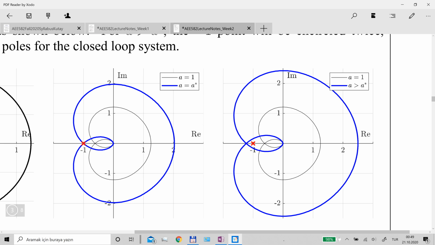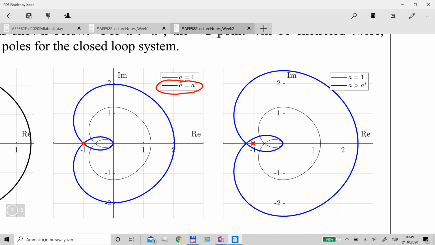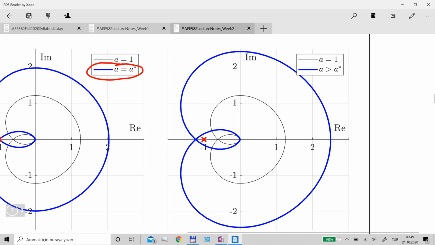In fact, it crosses it twice. And so this is the border of instability. So for this particular value of gain error, the system is at the verge of being unstable. And if you increase a little bit more, the plot will turn into this one, where now there are encirclements of the -1 point. In fact, it encircles it twice.